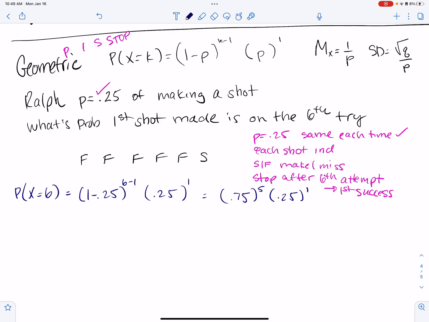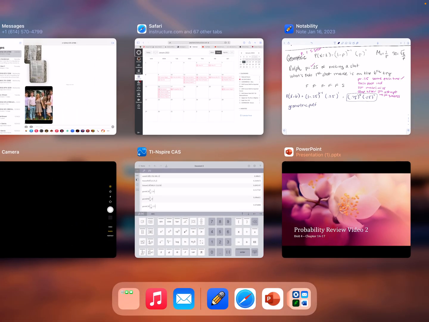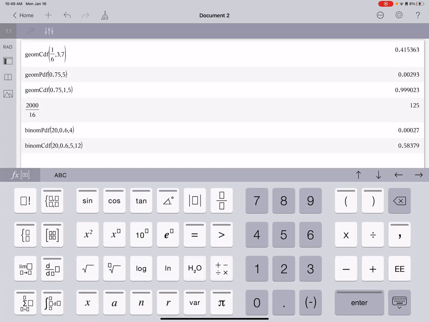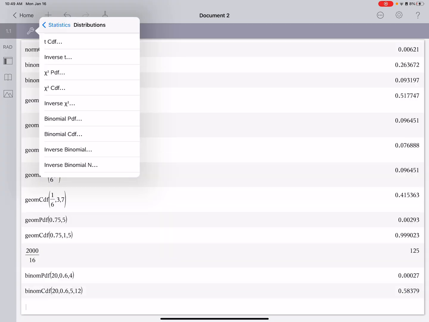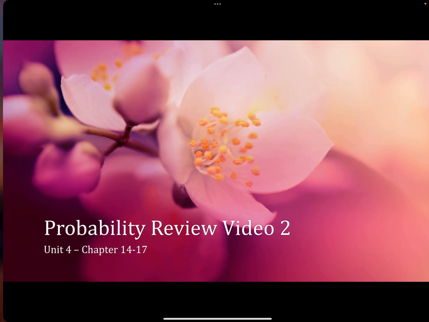All right, so honestly, I would just put this directly into the calculator. It's so much easier. But if you wanted to use the geometric PDF calculator, you are welcome to use it, and that's in the same spot that the binomial and everything else is. So it's menu, I'll just write it down just so you have it.